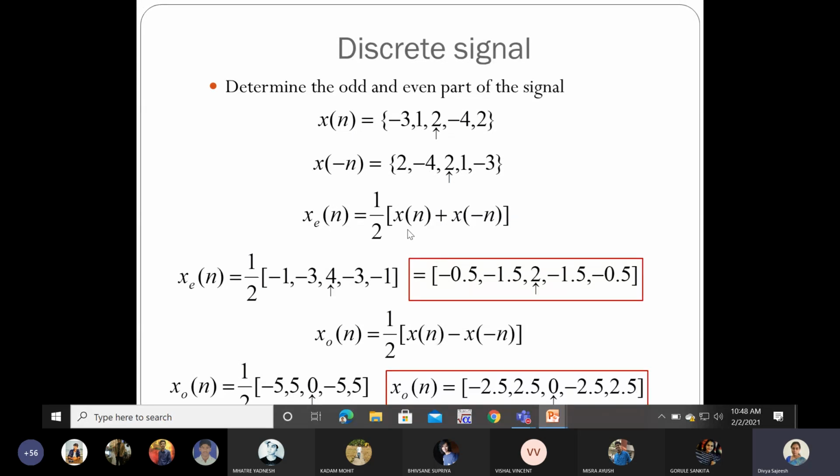After that, in the formula, you need to add the signals. So while adding the signals, you have to be careful. You can add only the signals at the same position. That is, you can add x of 2 of x of n and x of 2 of x of minus n. Similarly, x of minus 2 of x of n can be added with the x of minus 2 of x of minus n. Okay, so after adding the signals, we obtain these two sequences.